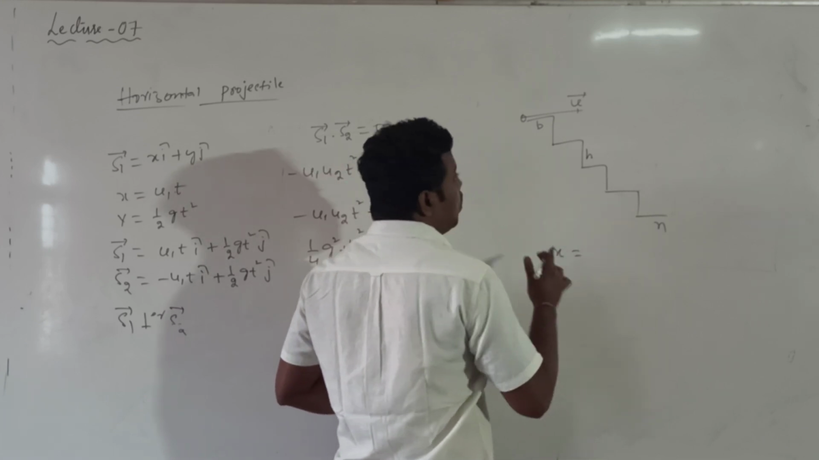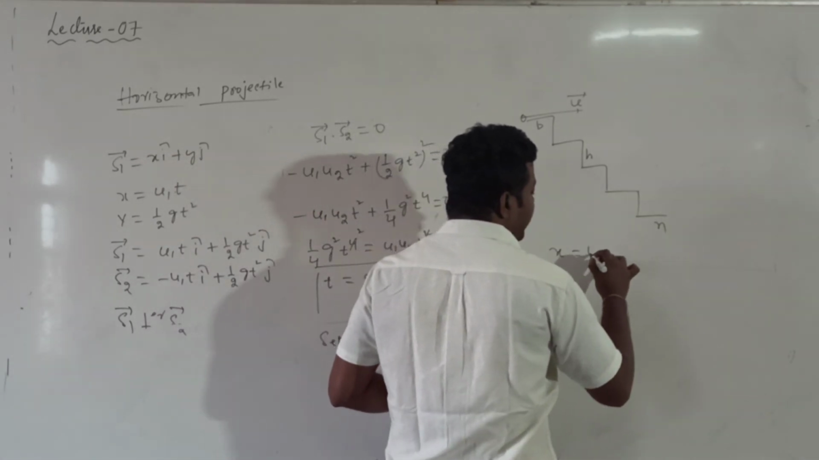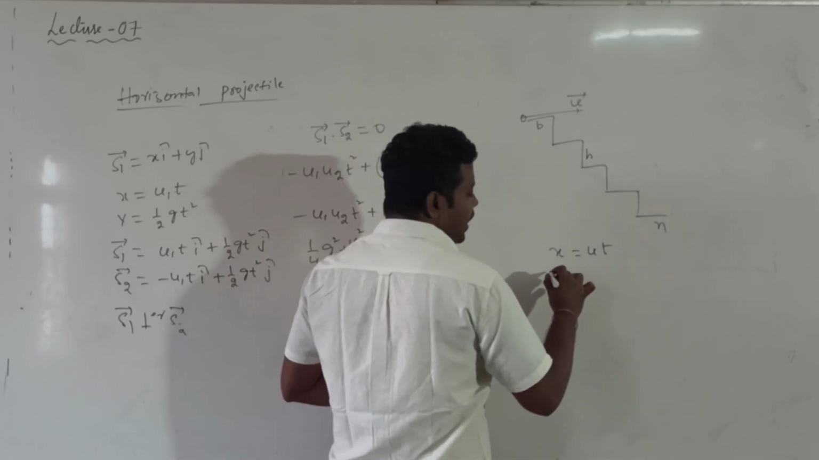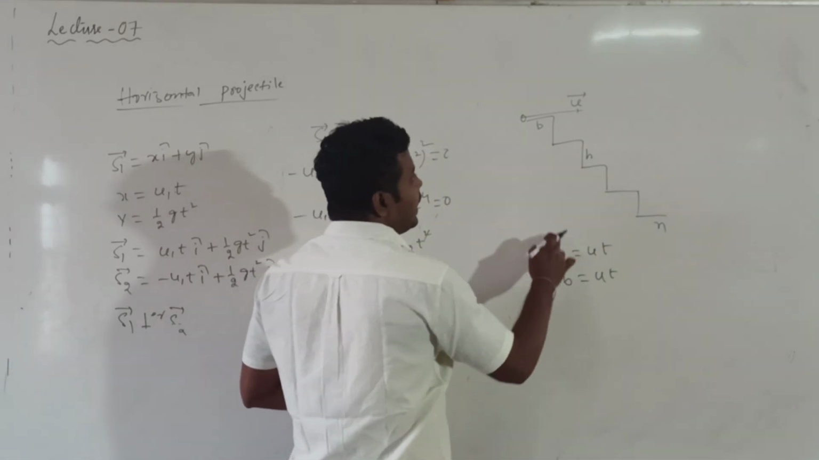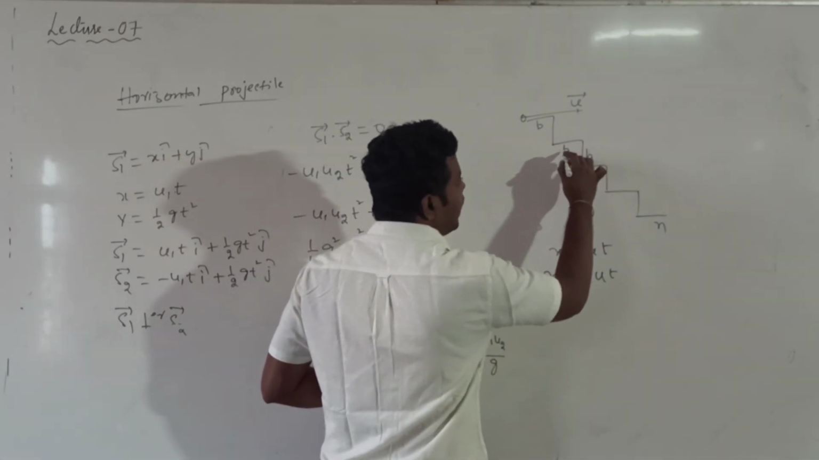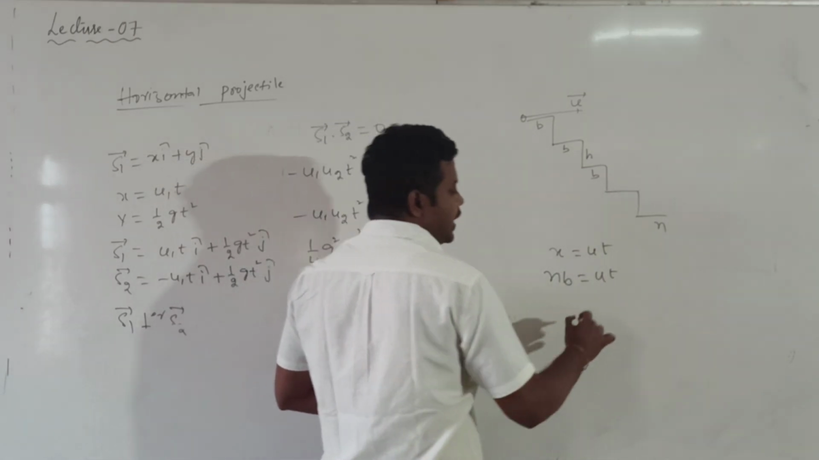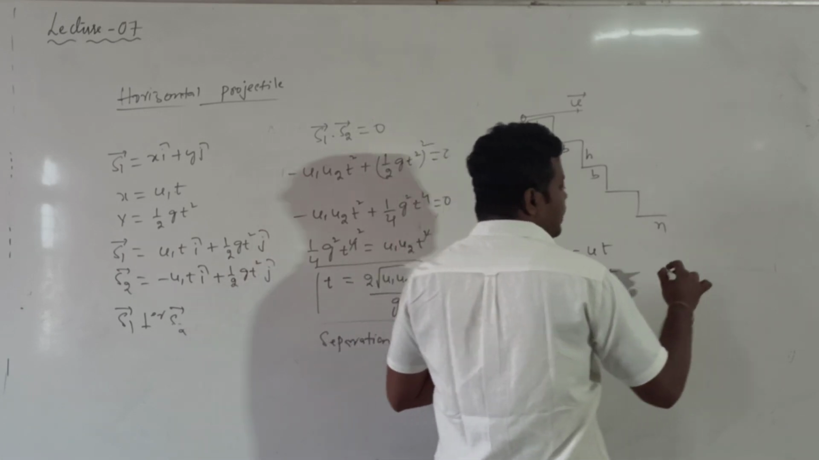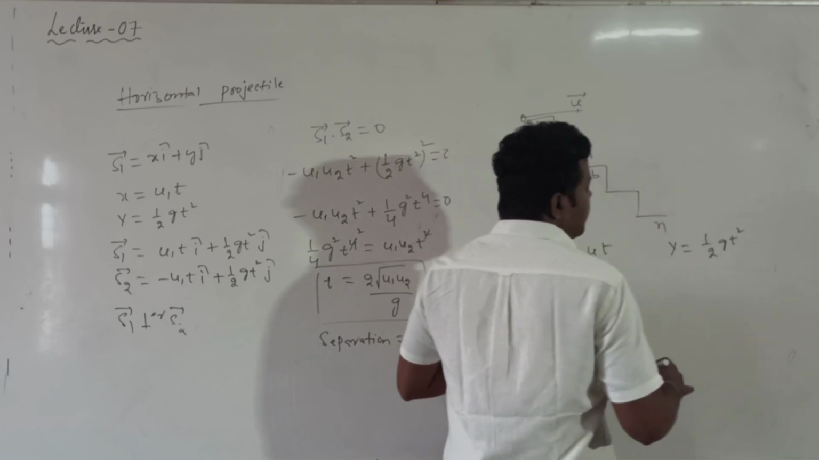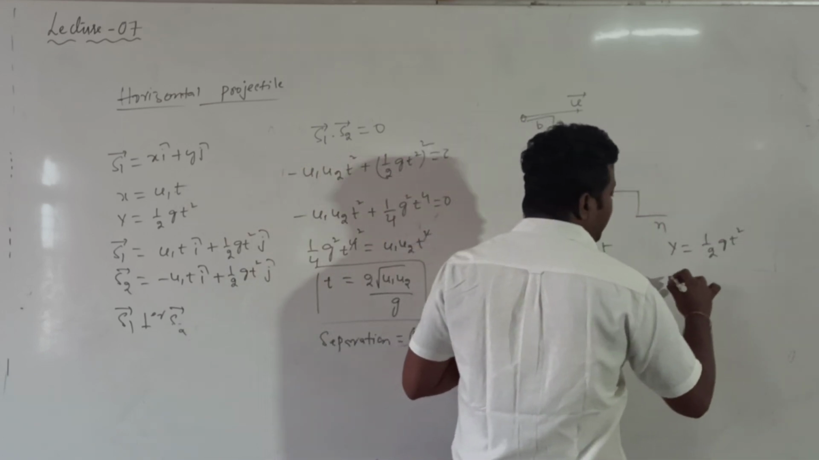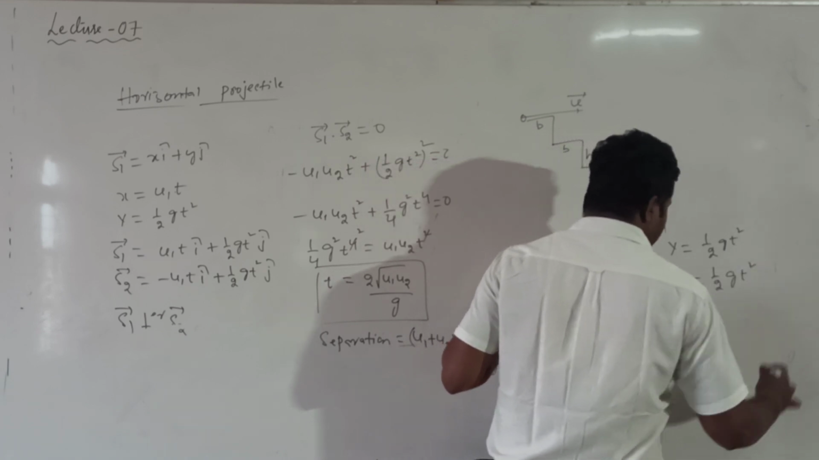So here total horizontal distance formula x is equal to u into t, the general formula. But x value is equal to n into b, will be equal to u into t. Why I written n into b? There are n number of steps, each with value of b. So total x value n into b is equal to u into t. Right? So this one I can call as equation 1. What is the equation for vertical displacement value? Half into g into t square. So y value is given by y is equal to n into h. N into h value is equal to half into g into t square.